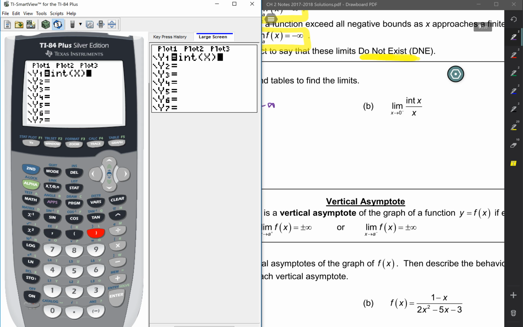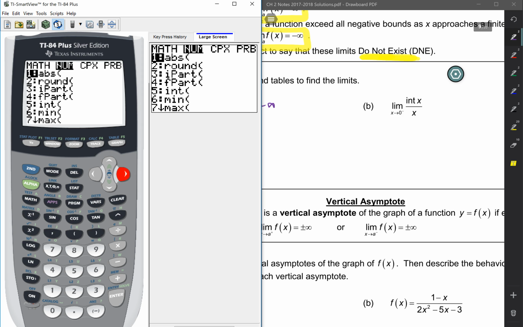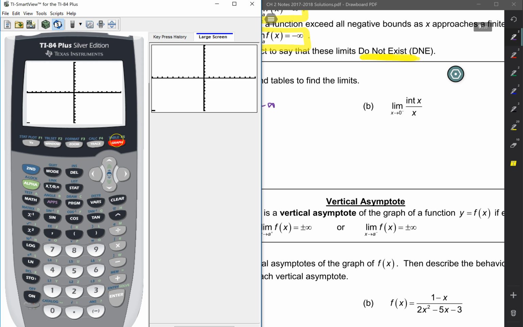So take a look at this. The integer function is one of my favorite functions ever. So we go into math. Second tab is number, and it's the 5th option. Oh, this one looks really cute. I'm not going to graph what this says. I'm just going to graph the regular integer function first. So take a look at that. Oh my God, this is so cool.